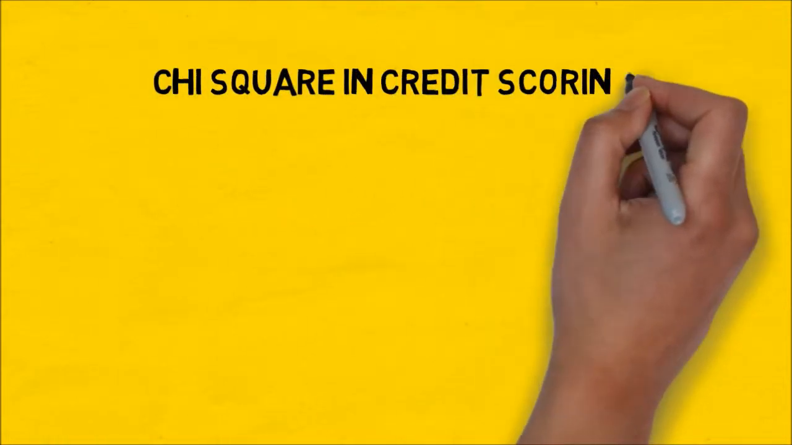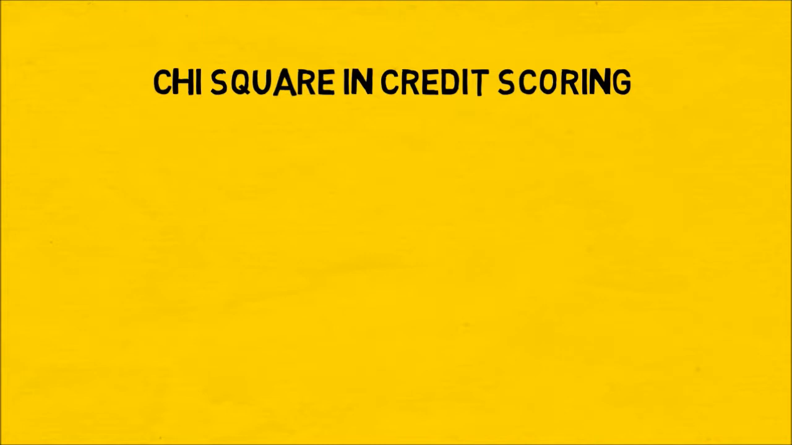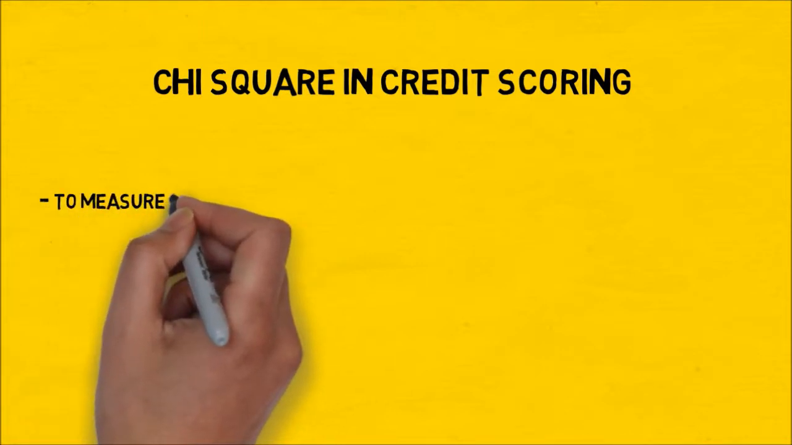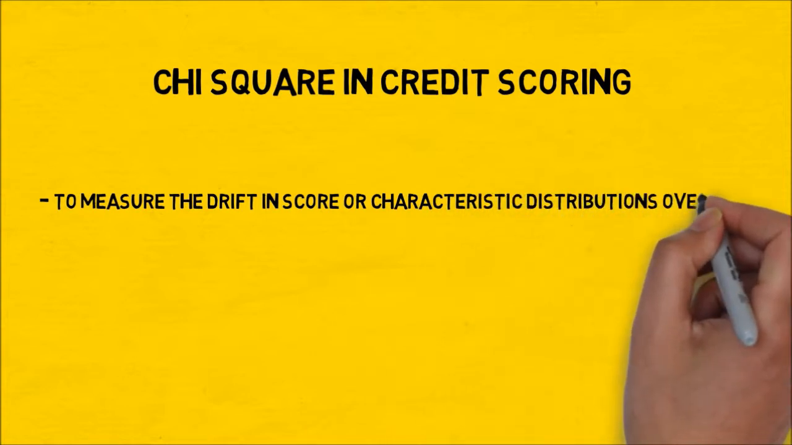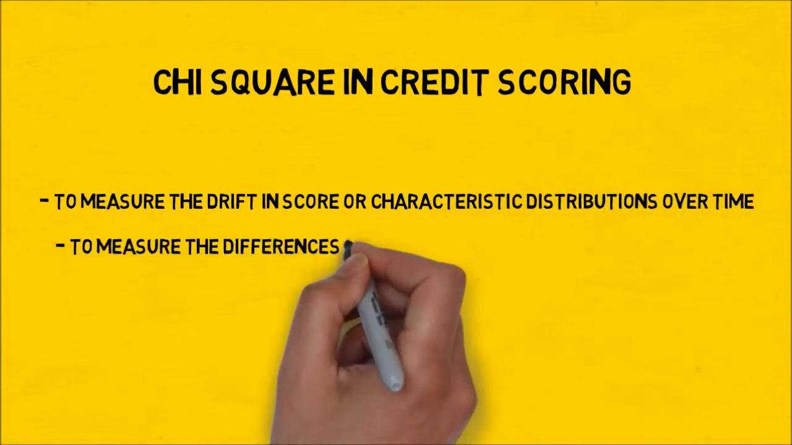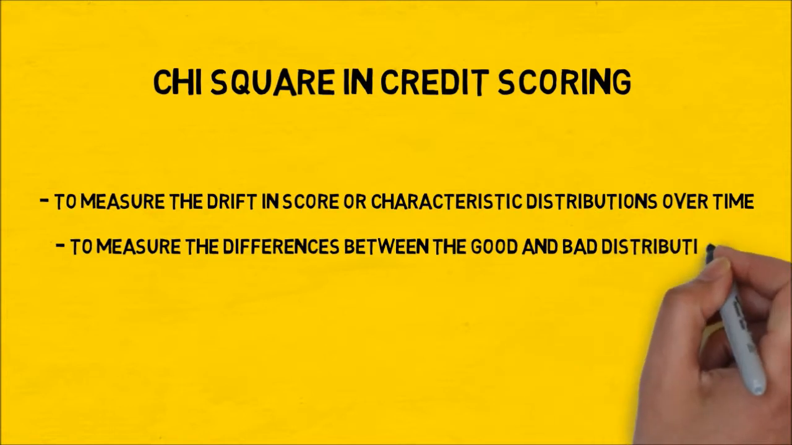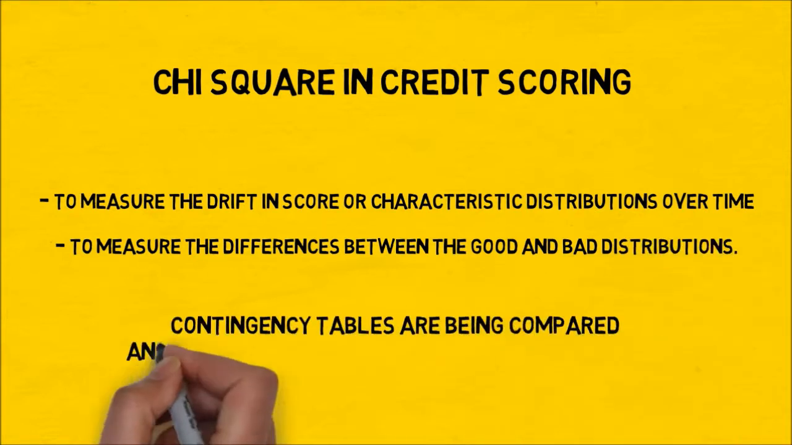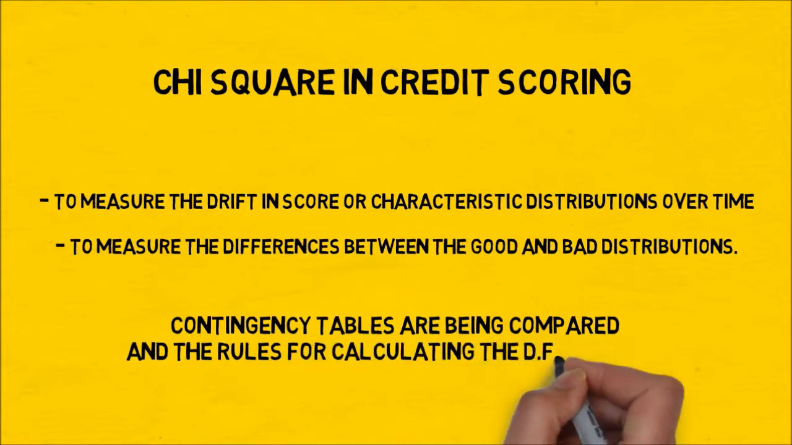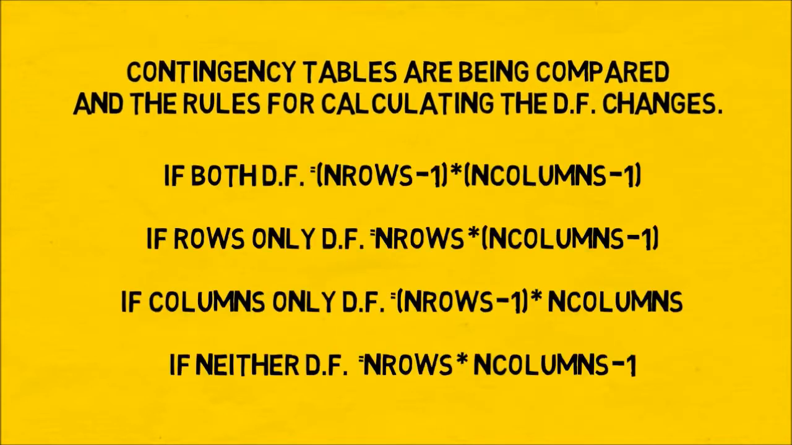In credit scoring, the most obvious uses of the chi-square test are: 1. To measure the drift in score or characteristic distributions over time, and 2. To measure the differences between the good and bad distributions. In these cases, contingency tables are being compared and the rules for calculating the degrees of freedom change.